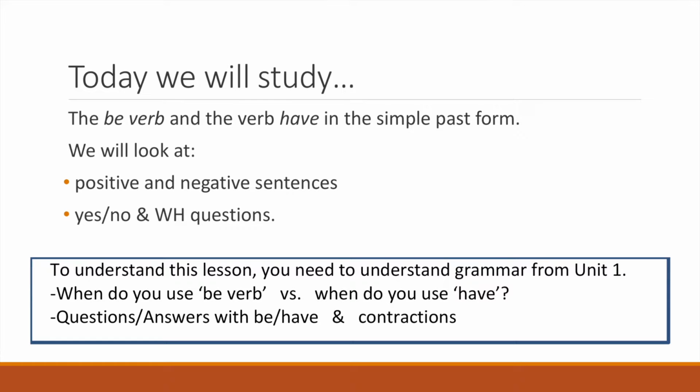However, to understand this lesson, you need to understand the grammar from Unit 1. When do we use the be verb and when do we use have? You also need to understand question structures with the verb be and have, also how to answer those questions, and how to form contractions. If you don't remember those things, now's a good time to pause the video, review them, and come back.